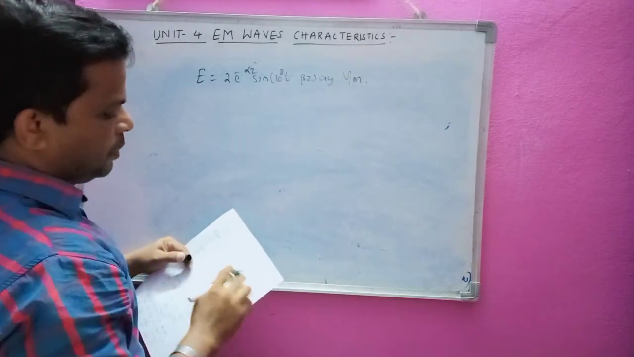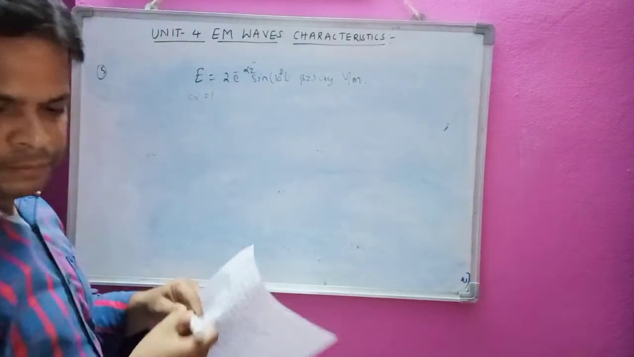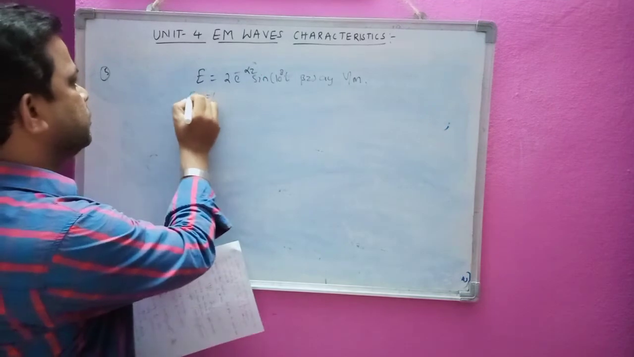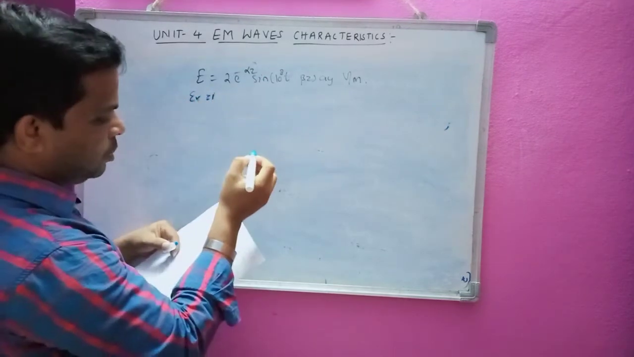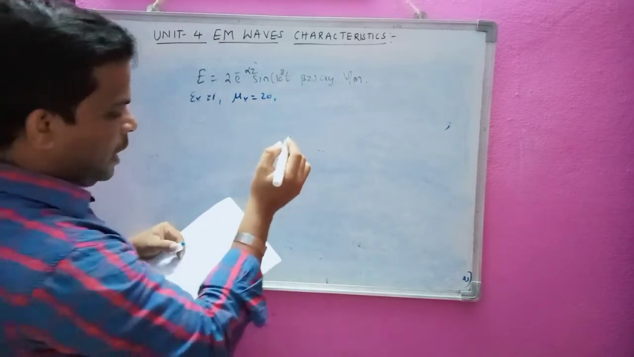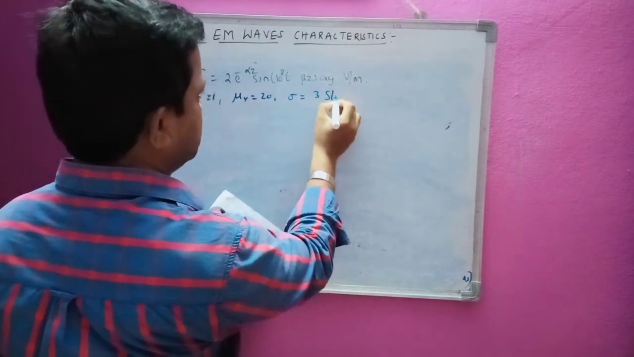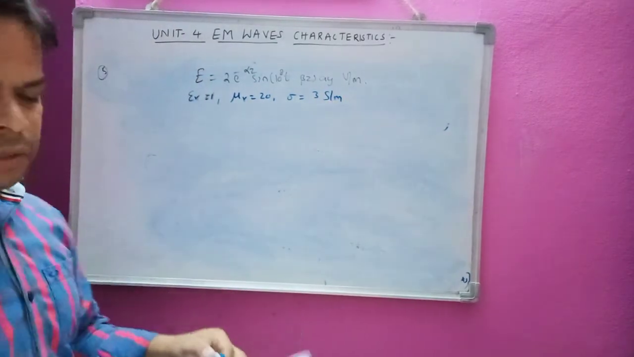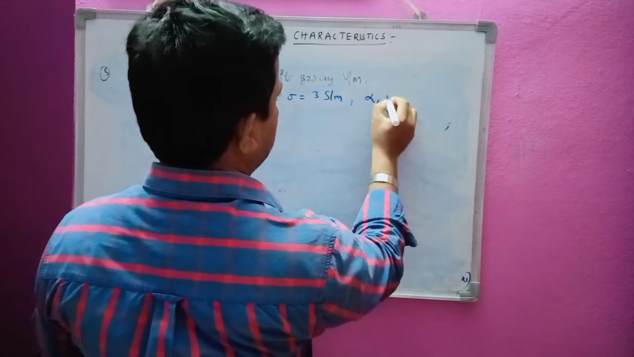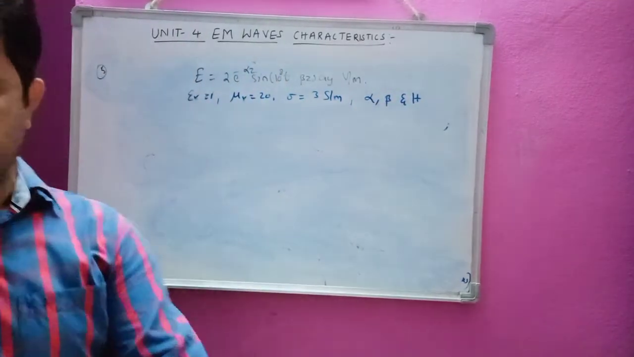And the medium is characterized by epsilon r is equal to 1, mu r is equal to 20, and sigma is equal to 3 Siemens per meter. Now we have to find alpha, beta and eta. So these are the three parameters we need to calculate here.